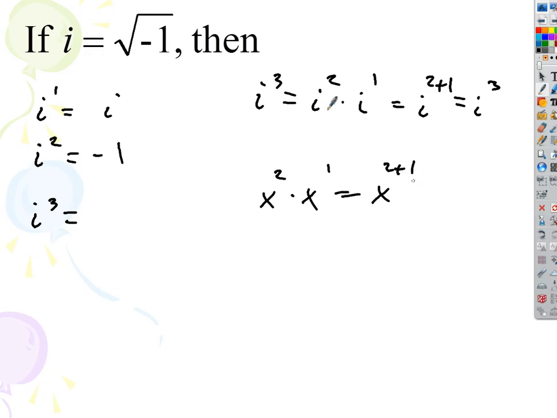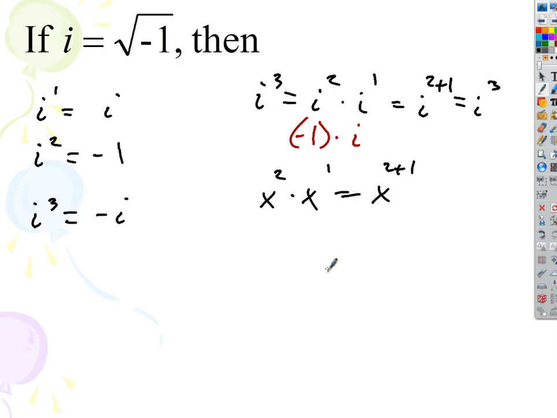Well, what is i squared? Negative 1. So i cubed is equal to negative 1 times i to the 1, which is just i. What's negative 1 times i? Negative i, right? Negative 1 times anything is just negative that. Negative 1 times 4 is just negative 4, negative 1 times x is just negative x. So i cubed is just negative i.